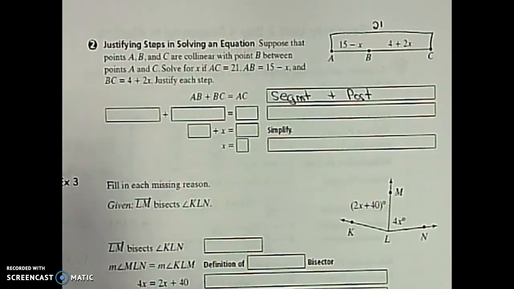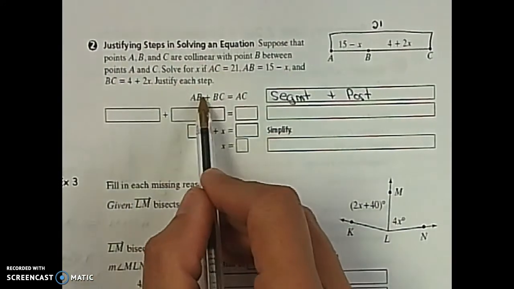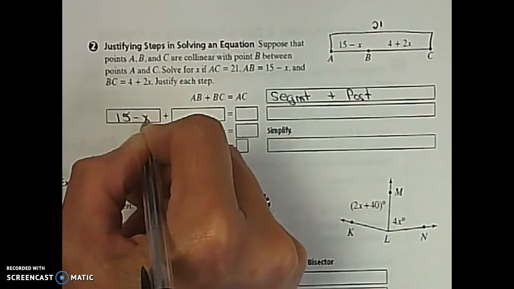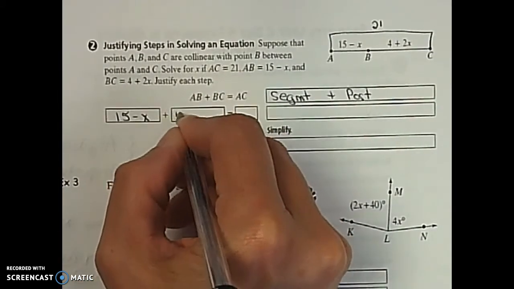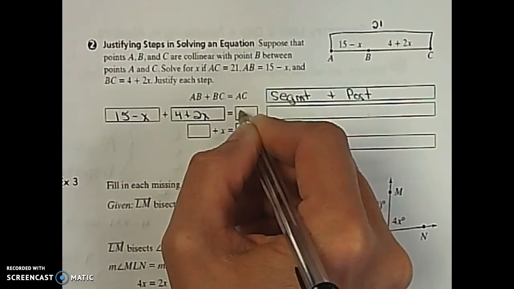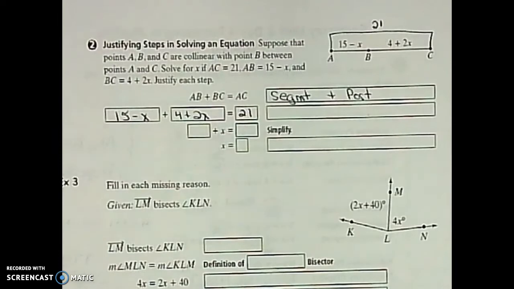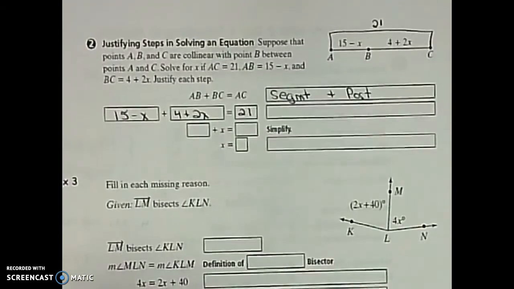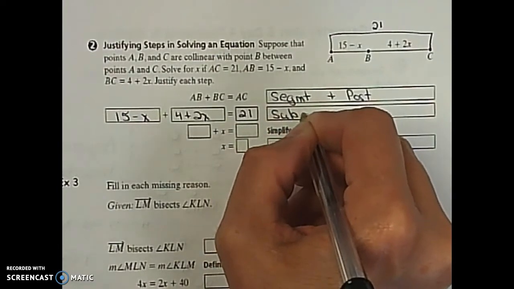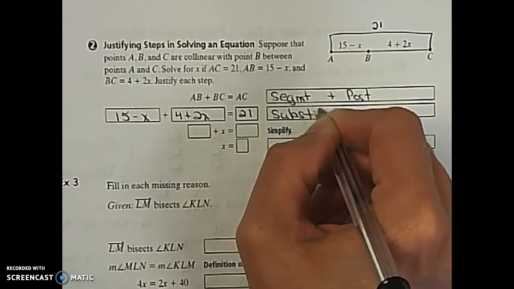Now we're going to set up an equation. So in place of AB, we've got an algebraic expression. And in place of BC, we also have an algebraic expression. And again, in place of the AC, we have a number 21. The key word was replace. Another word for replace that we saw on the front side is substitution.